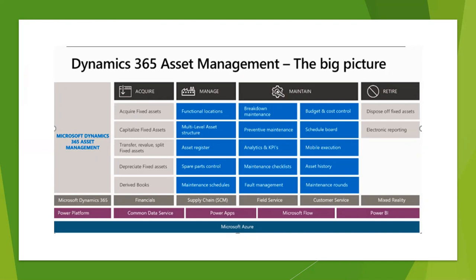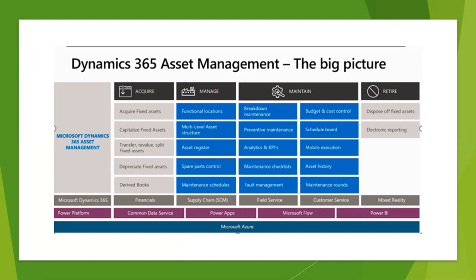Over here you can see how the particular asset has been acquired, just like your fixed asset, where you can capitalize your fixed asset, transfer, evolve, and split your fixed asset, and you have a depreciation value on the fixed asset, and also on the derived books, which is based upon the financials. So under the management, you can see the blue boxes. All these blue boxes have been introduced recently with this asset management.